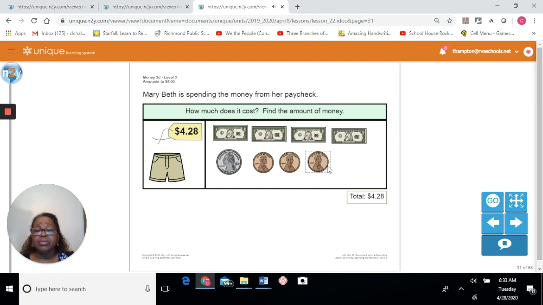Let's count this, okay? Because you all are doing a great job. You have moved through this much more quickly than I thought. So our next lesson is going to be adding money because you already know how to do this. Excellent. Let's count. $1, $2, $3, $4 and 28 cents. 25, 26, 27, 28. Very good.